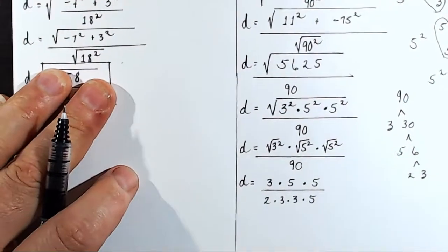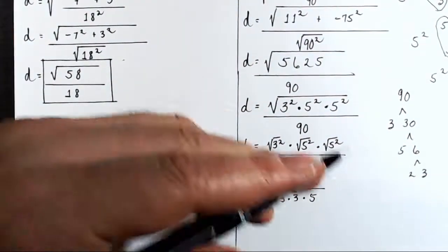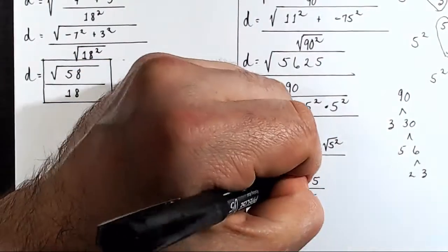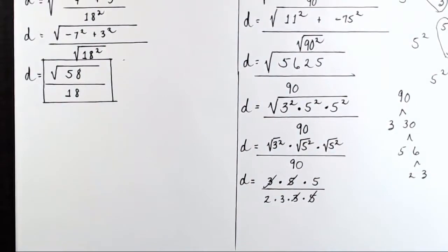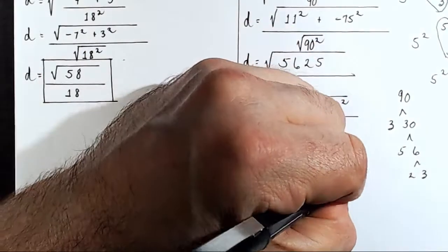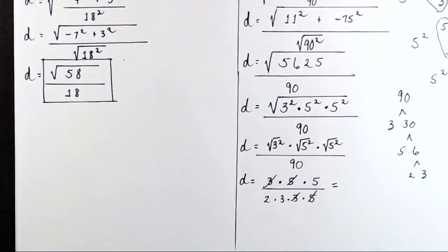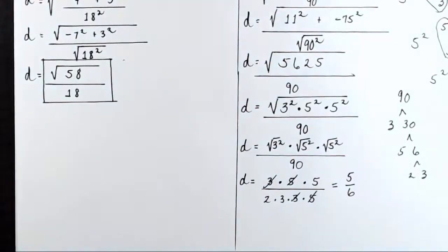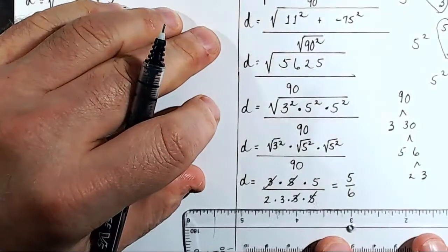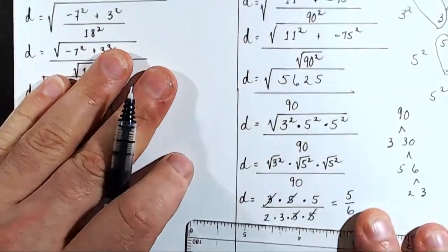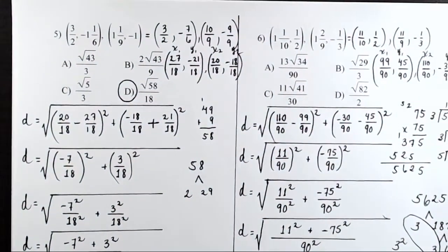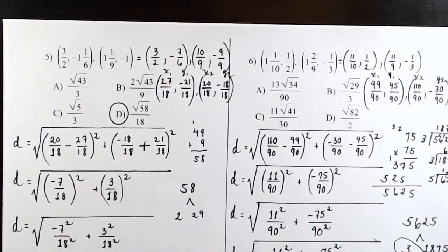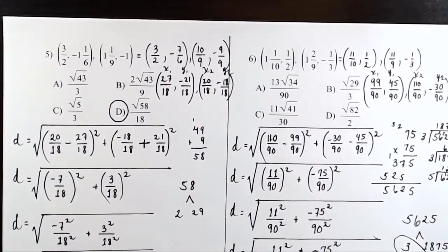And now I can cancel any numbers I have in common on the numerator and denominator. So I can cancel this pair of 3's and I can cancel this pair of 5's. So now this whole thing reduces down to 5 over 2 times 3, which is 5/6. Amazing. And that's not an answer choice. What do we do wrong?